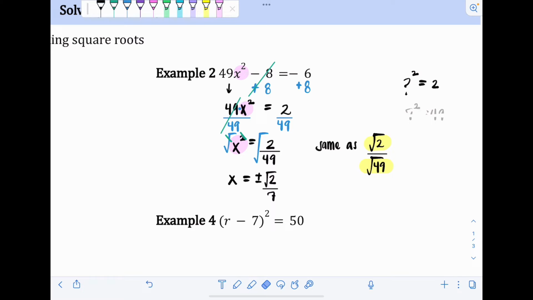And this section would be really helpful to have a little chart or table that has all the perfect squares on it. Okay, so x is equal to positive or negative square root of 2 over 7.